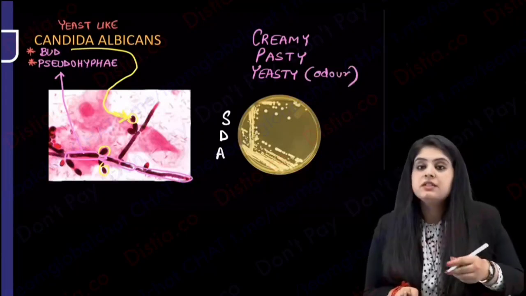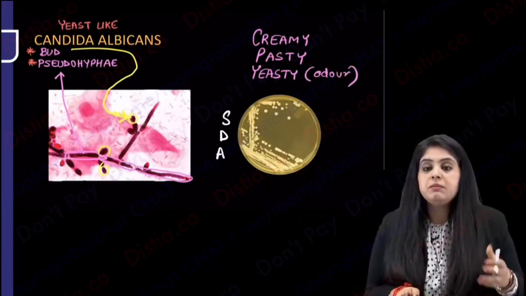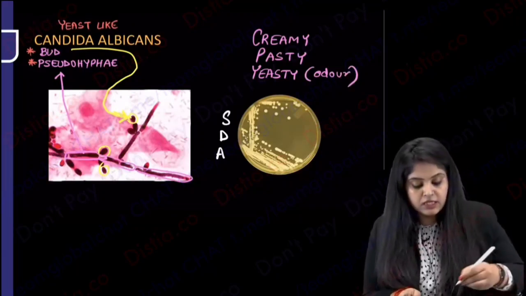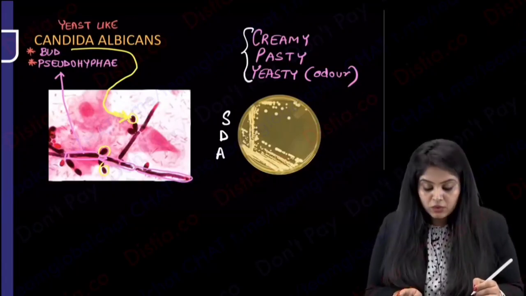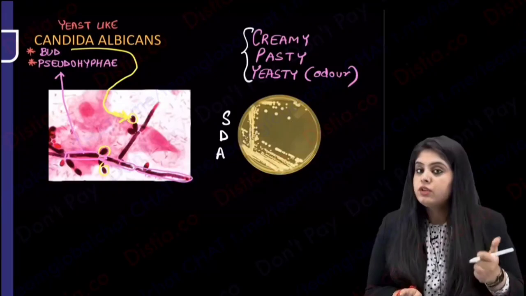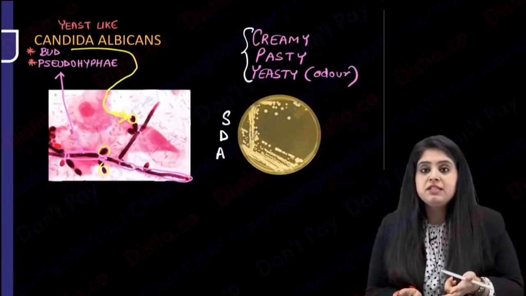So how I have learnt it is a kind of a rhyme, okay? Yeasty, creamy, pasty, yeasty colonies. That is how we learn it. It is going to show you the creamy, pasty, yeasty colonies. Okay, having said that, what else? So it's showing you budding, pseudohyphae, creamy, pasty, yeasty colonies.